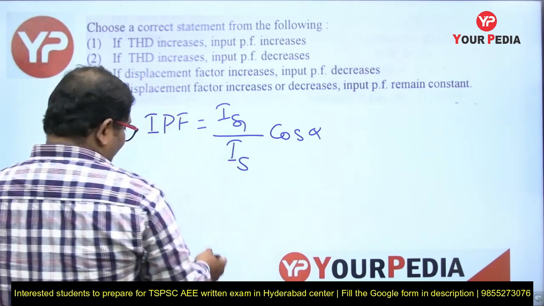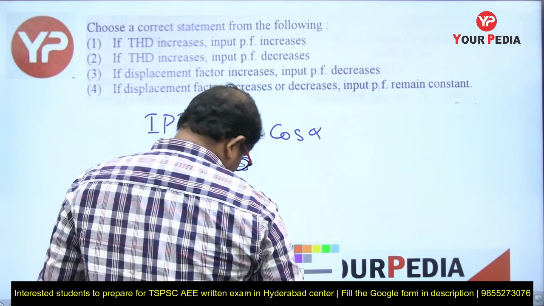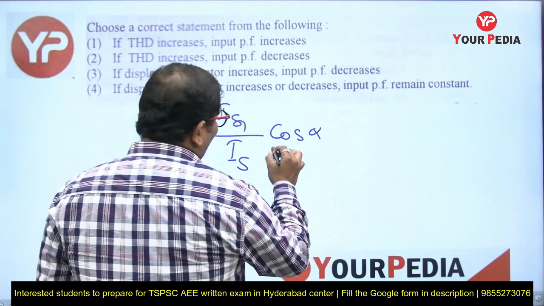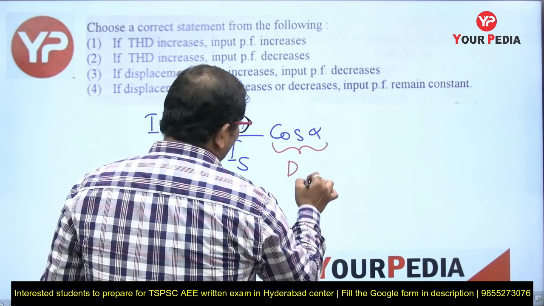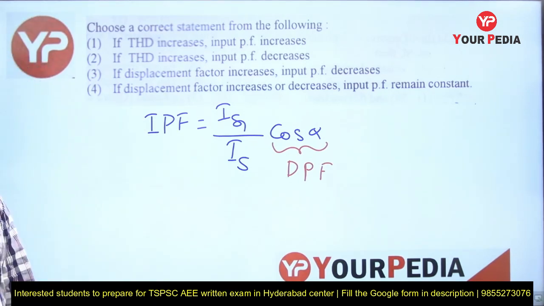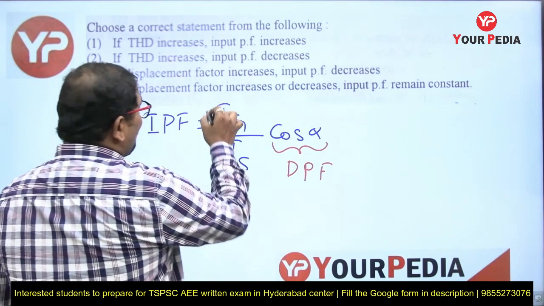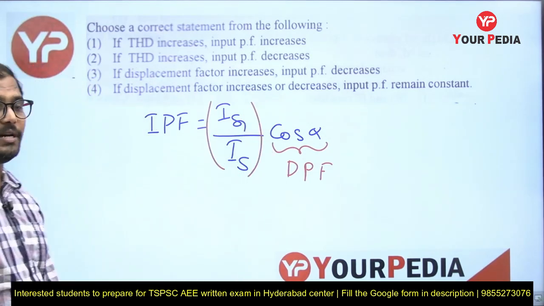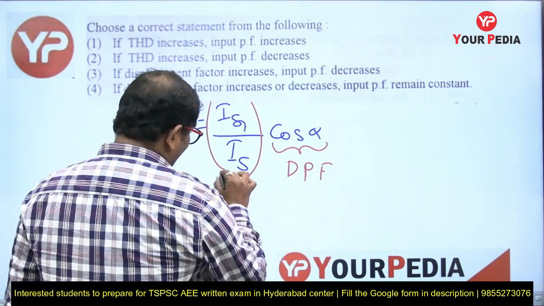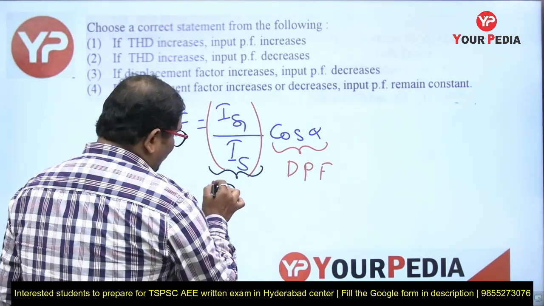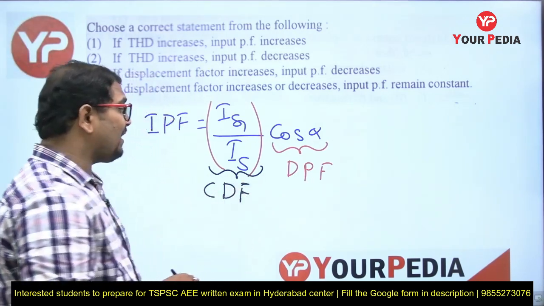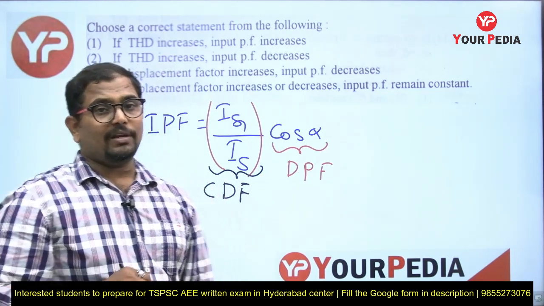Now from this, as we already know about the displacement factor and current distortion factor, we call this term the displacement factor, DPF. And the ratio of your fundamental source RMS current to the RMS current, we call the distortion factor, or current distortion factor.